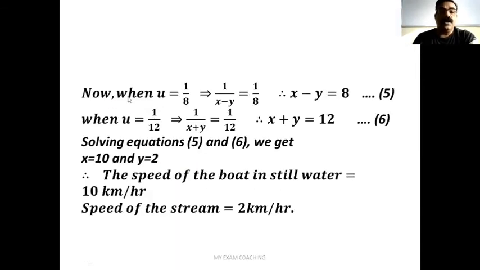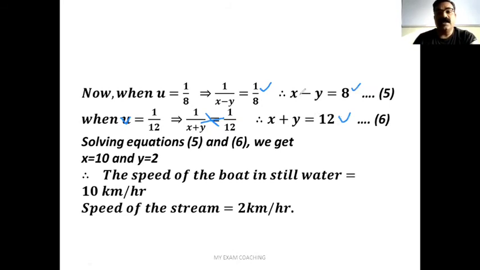So now we got u is equal to 1 by 8, where u is 1 by x minus y. So u equal to 1 by 8 means in place of u we substitute 1 by x minus y. So 1 by x minus y is equal to 1 by 8. By cross multiplication we get x minus y is equal to 8. Similarly, we got v is equal to 1 by 12. That means 1 by x plus y is equal to 1 by 12. Again, cross multiplication, we get x plus y is equal to 12. So we have two more equations: x minus y is equal to 8 and x plus y is equal to 12.